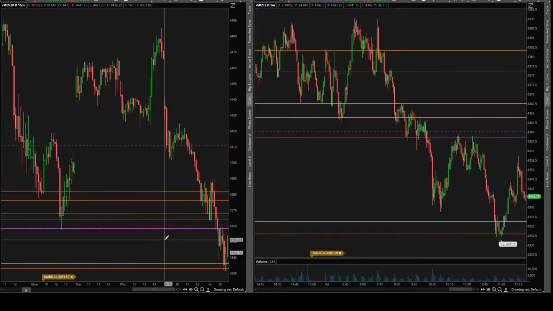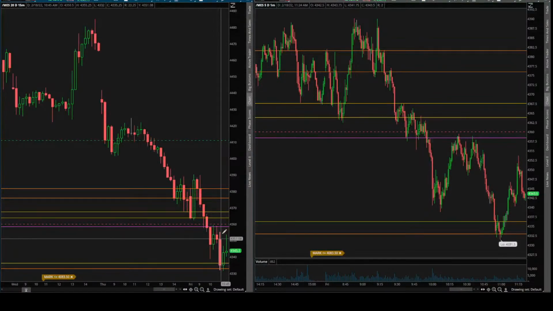Trend still to the downside. We've got just another minute, 40 seconds until this 5-minute candle is done here. Overall trend, macro trend, down for the day. That's the overall context. Resistance right up here.